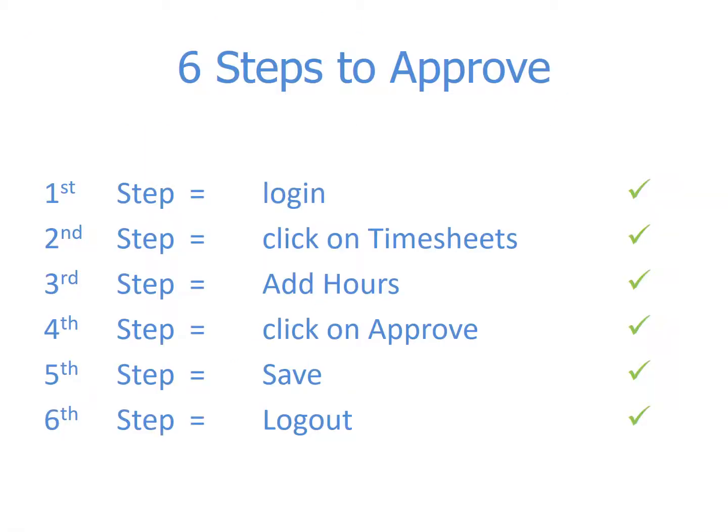So just a number of steps, very simple to go in and approve. Log into the system, click on your timesheet, add the hours, then finally click on approve, save and log out, and it is a very simple task, and I think you find that once you've done it a couple of times it becomes quite intuitive.